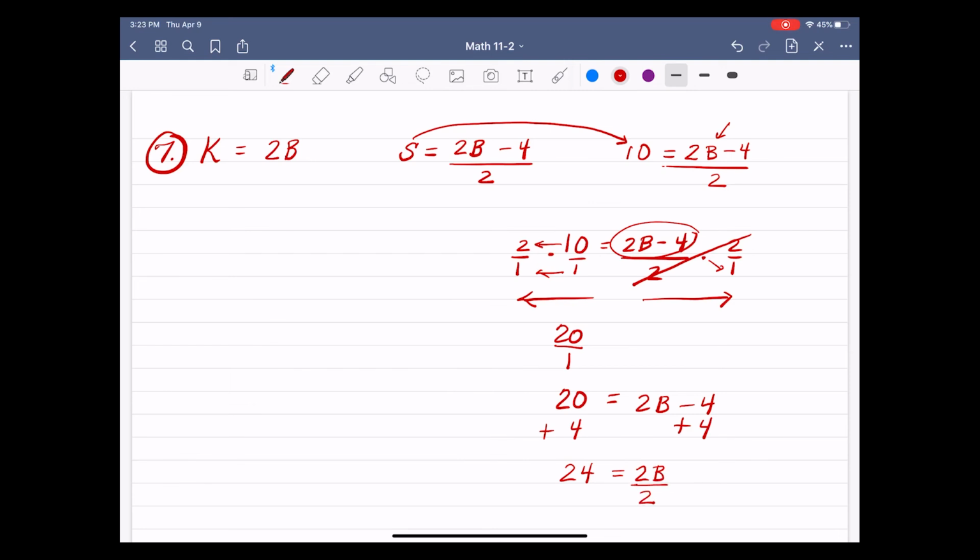2b divided by 2, and divide the left side by 2. 2 divided by 2 is 1, and 1 times b is b, equals 24 divided by 2, which is 12. So we know that Ben read 12 books. We know that Sheldon read 10 books. And now we've got to figure out what Keisha read.